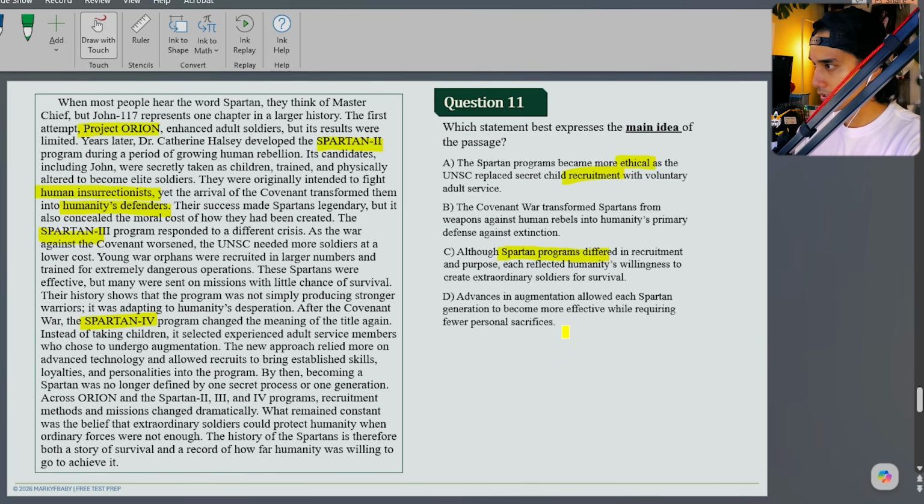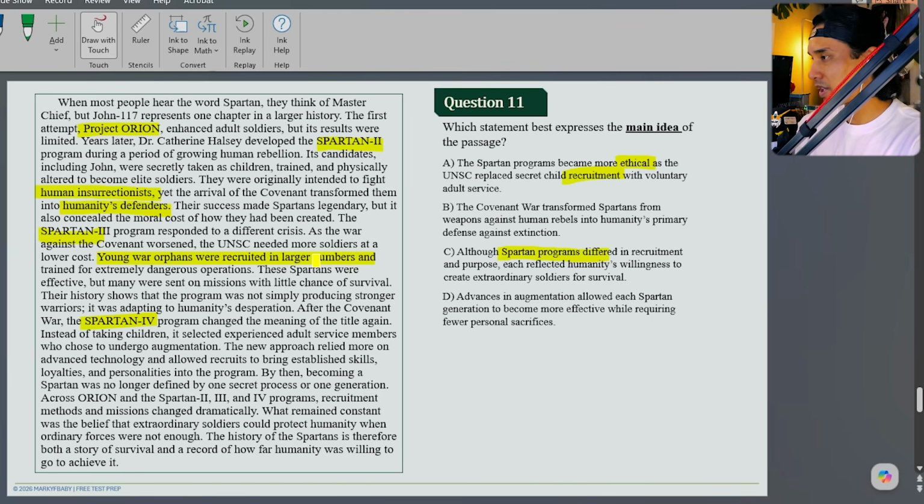This is incorrect because this is unsupported by the passage. Completely unsupported, because it says advances in augmentation. Well, the only augmentation that happened was in the Spartan 2 program. Augmentation didn't happen in the Spartan 3 program. I believe people were just recruited, right? It says here, young war orphans were recruited in larger numbers. So I wouldn't even count Spartan 3s as real Spartans, because they had no augmentation, right?